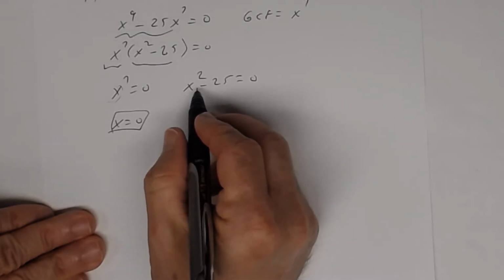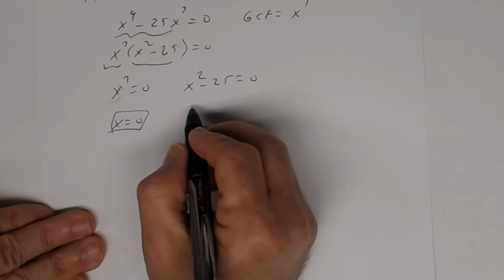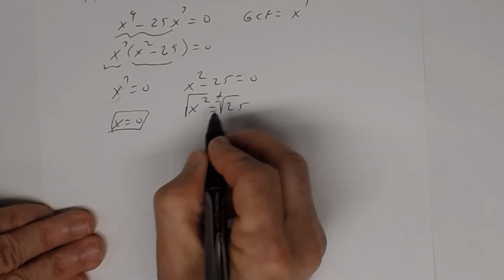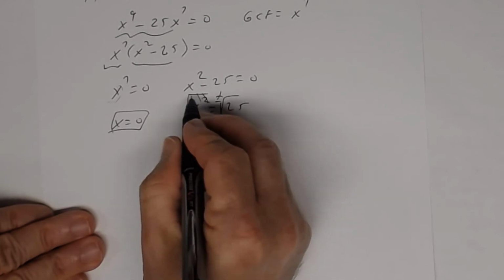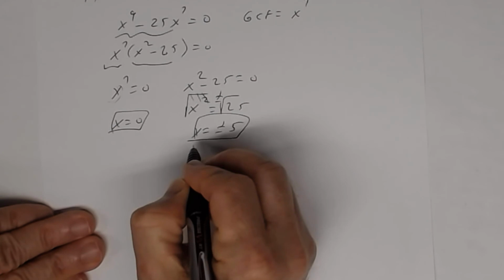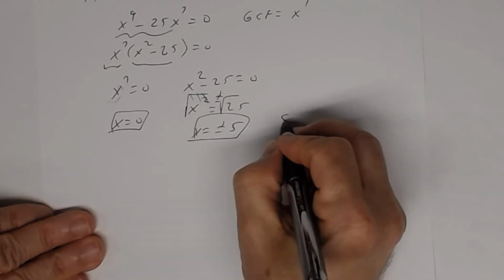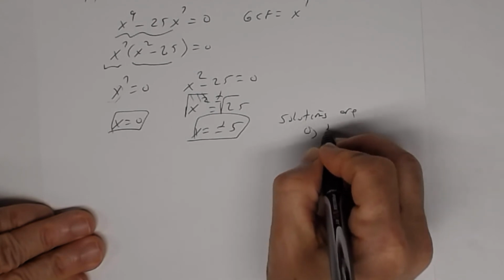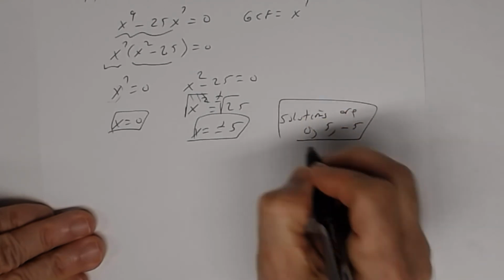Over here, that one's easy. You could, by inspection, indicate what the answer is. So x squared equals 25. Take the square root of both sides, plus or minus. The square and the square root undo each other, so you get x to be plus or minus 5. So you have 3 solutions altogether. Your solutions are 0, 5, negative 5. Okay?